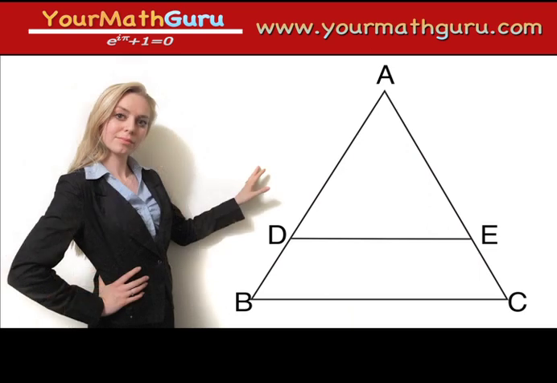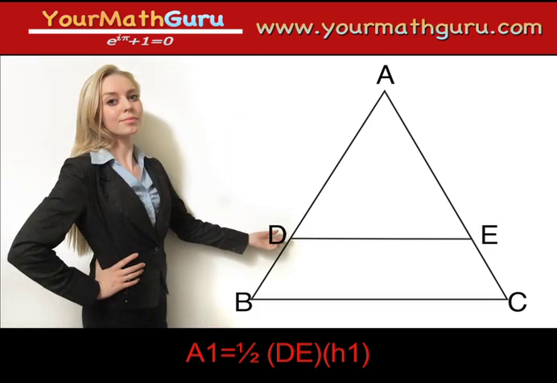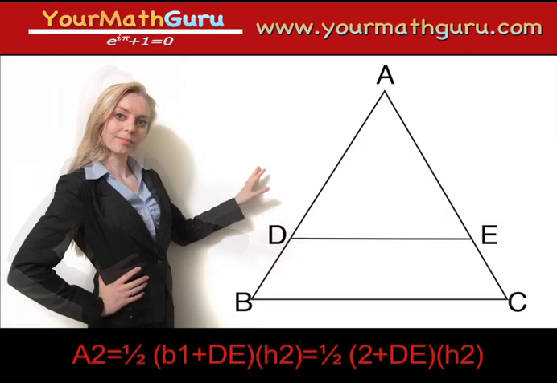Okay, clearly the first thing we can do is to calculate the area of ADE. We'll call it A1. A1 is equal to half of DE times H1, where H1 is the height of triangle ADE. Next, we calculate the area of trapezoid DECB. That's A2. A2 is equal to half times (B1 plus DE) times H2, which is equal to half of (2 plus DE) times H2, where H2 is the height of trapezoid DECB.